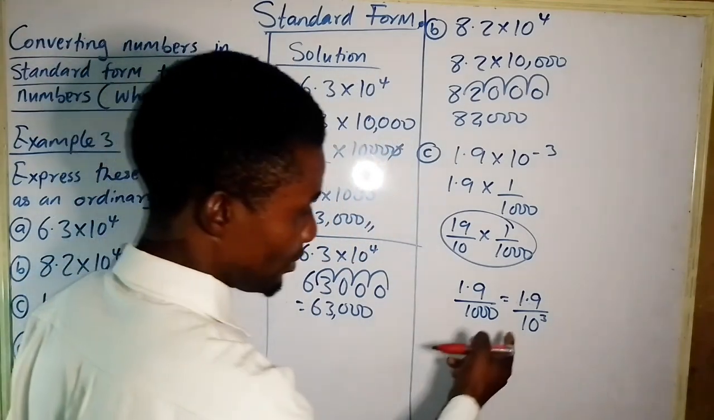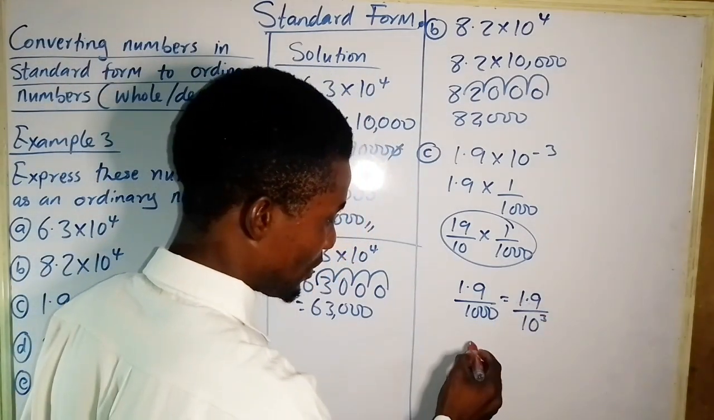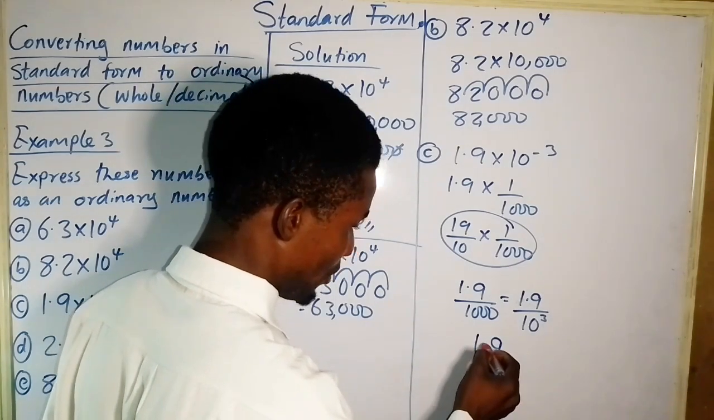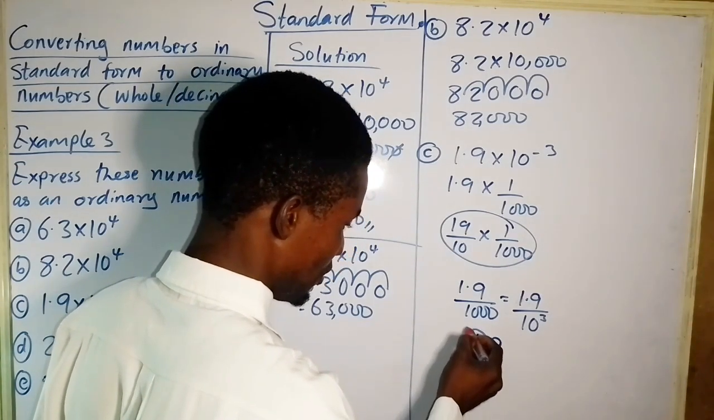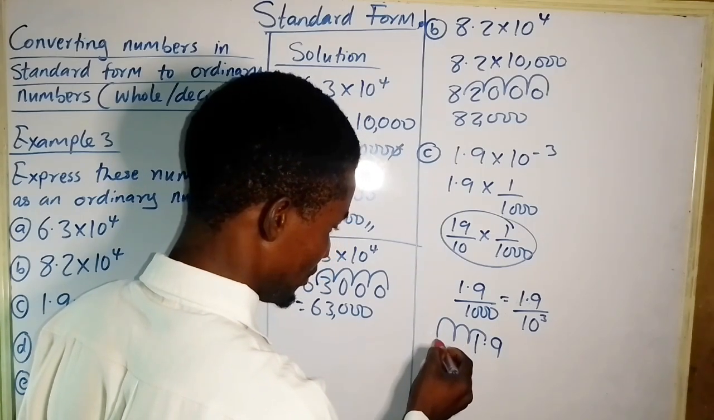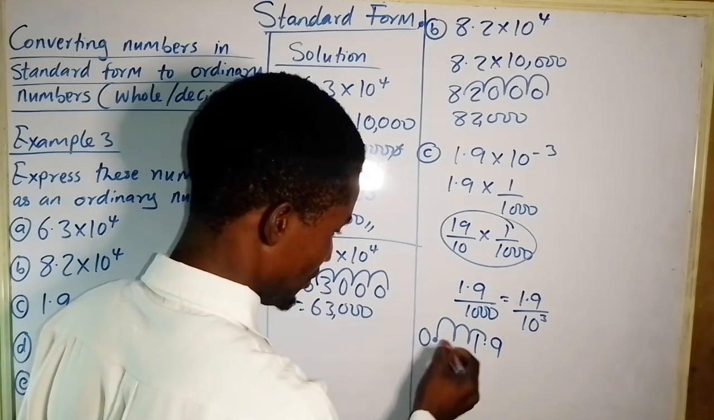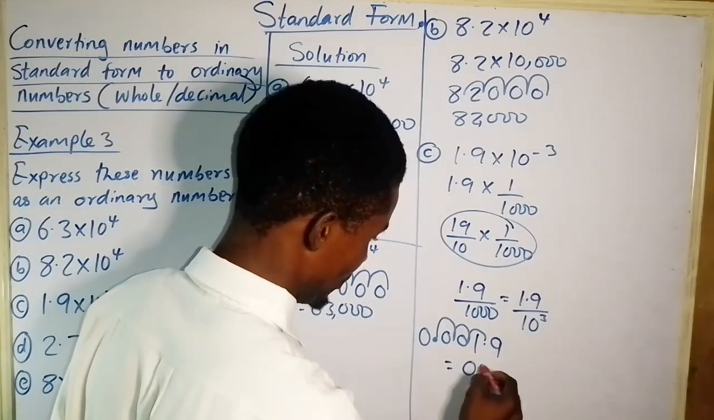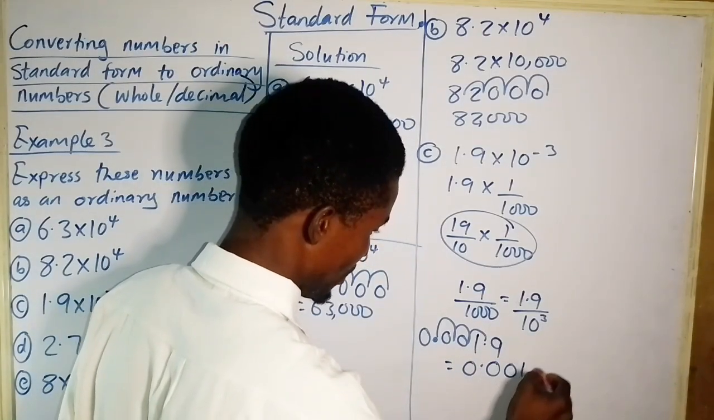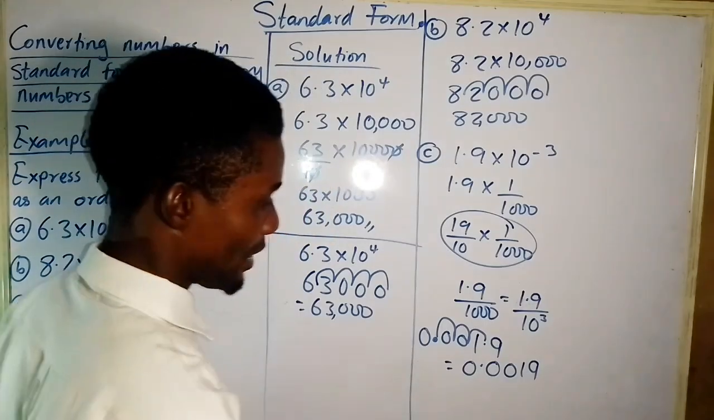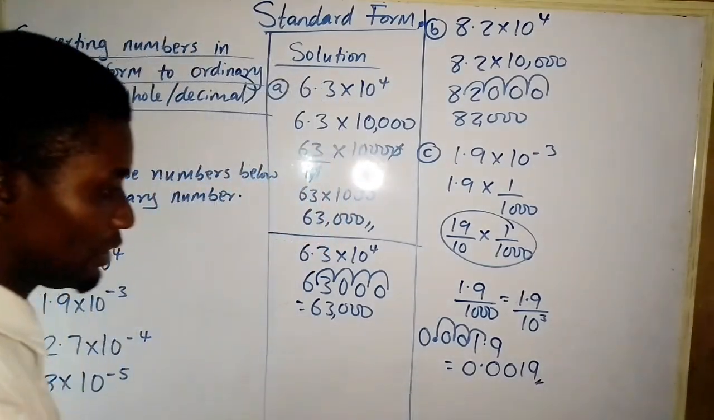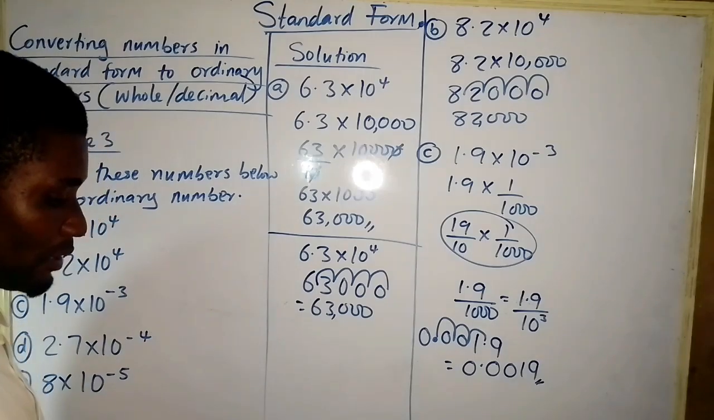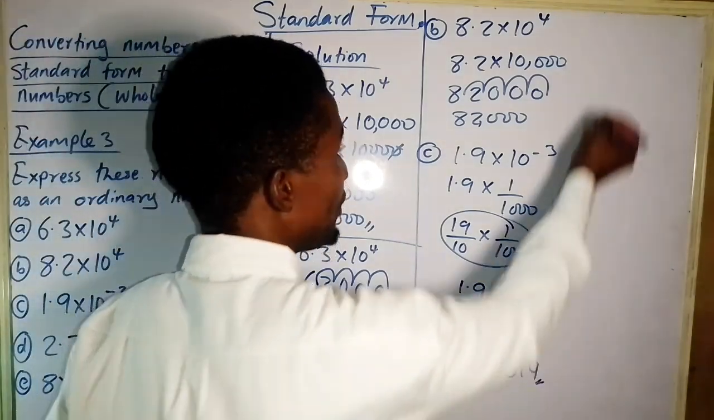Now, 1.9 over 10 raised to power 3 can be expressed like this. Let's move our point to the left: 1, 2, 3. Put your point. You fill up the empty spaces with zeros, so you are having 0.0019. That is the expression as an ordinary number. This is a decimal number.